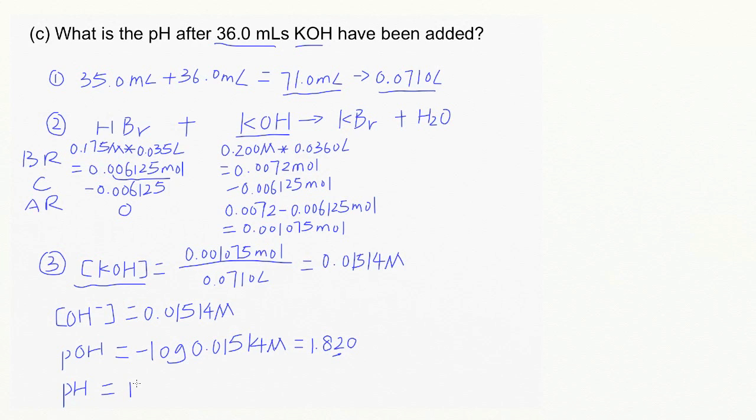Now it's easier for us to find the pH value. That is 14 minus the pOH value. I got 12.2. Okay, I'm sorry, that is 12.18, and that is the pH value.